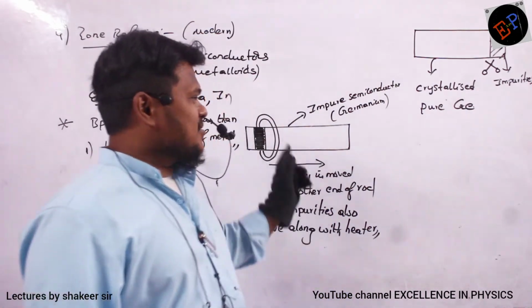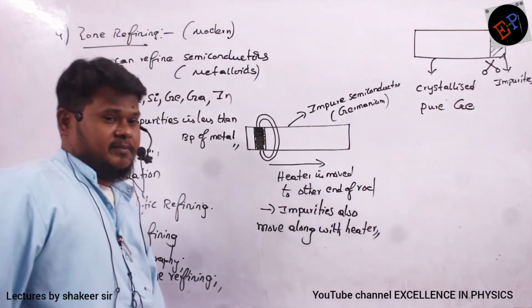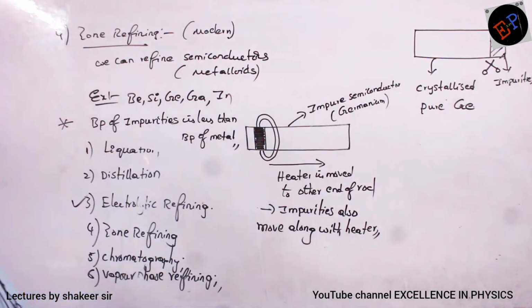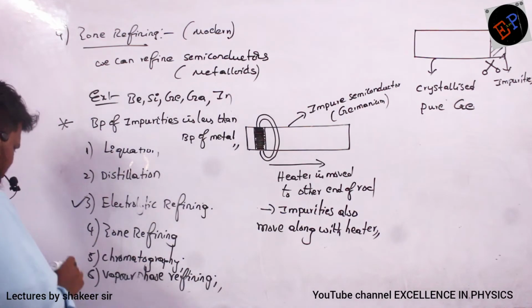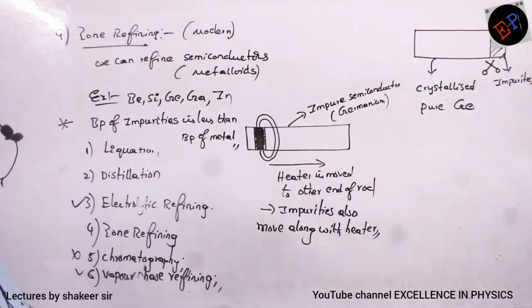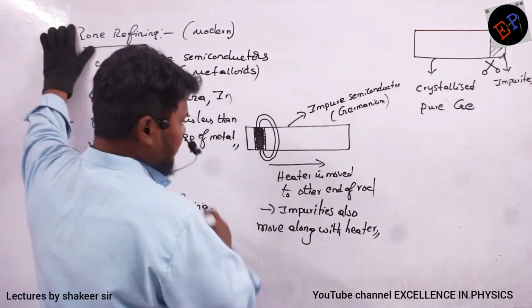Clear? So this process is called zone refining. Are you able to understand? Now we will study the next process. We are discussing this one, vapor phase refining.